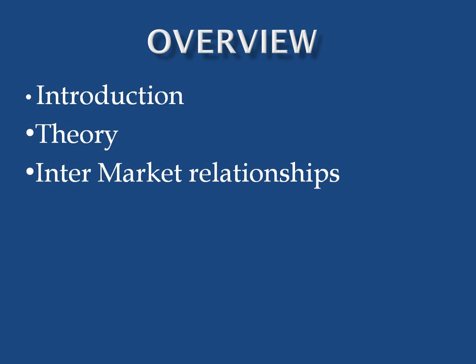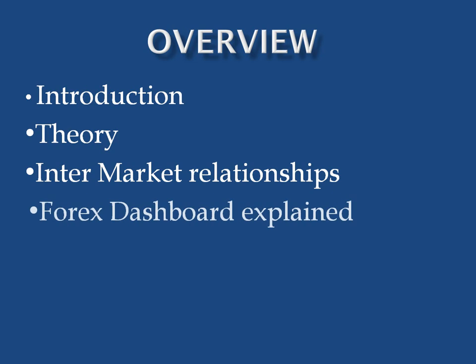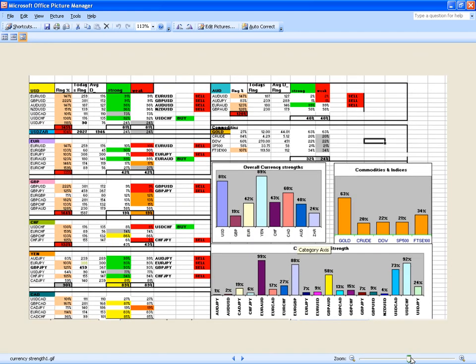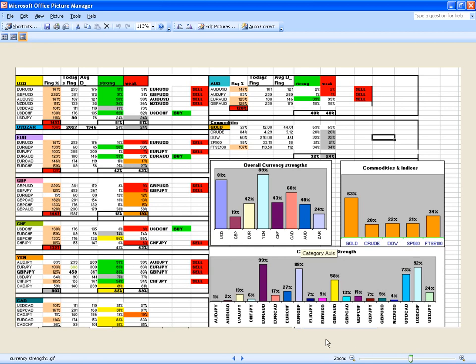Right, the Forex Dashboard. I'm just going to explain a little bit about it and how it works and some possible ways that you can trade it. As you can see here, it's an Excel-based application, and in the near future what we're looking at is developing this into a web-based application. Basically it has a live feed to the market and tracks the strengths and weaknesses of all currencies, commodities and equities.